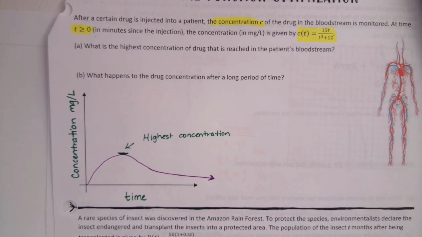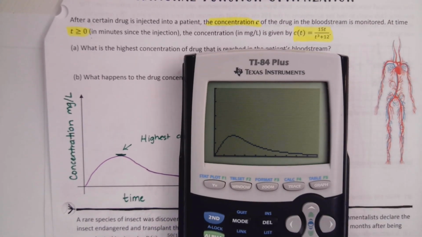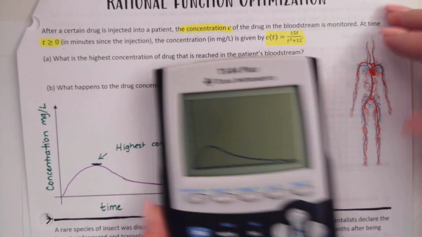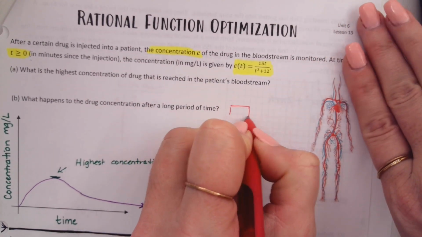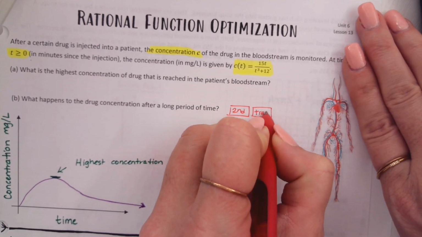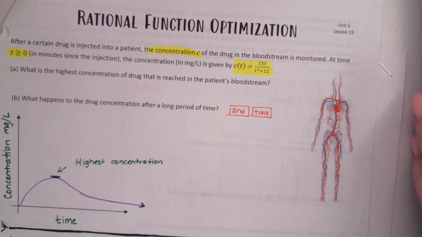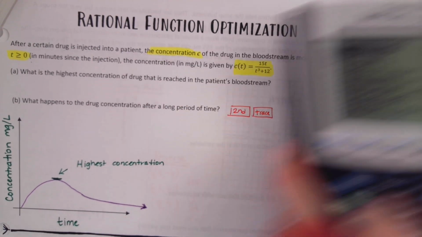Okay, so back to my calculator. Do we remember the steps for finding that? Second trace, which pulls up the calculate menu. I'm going to write down those steps over here. We press second. We press the trace button. That pulls up the calculate menu, and we select which option? 4, the maximum, yep.